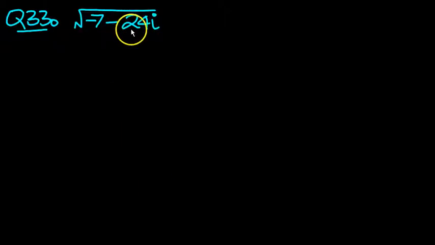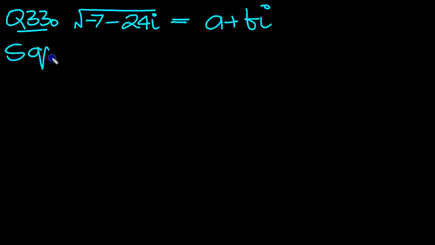Minus 7 minus 24i, the square root of those terms. So let's have a go at this one. Let that equal a plus bi. Square both sides then to get rid of the square root.